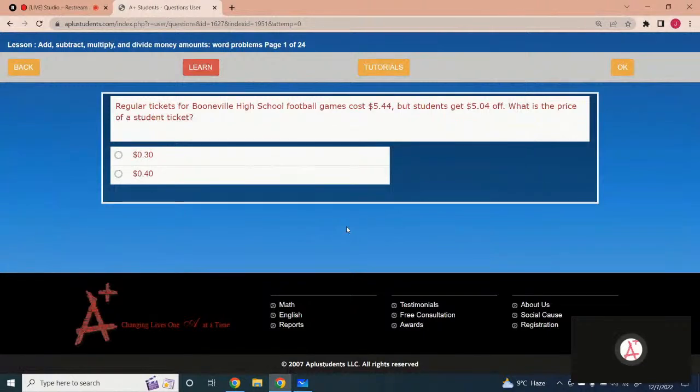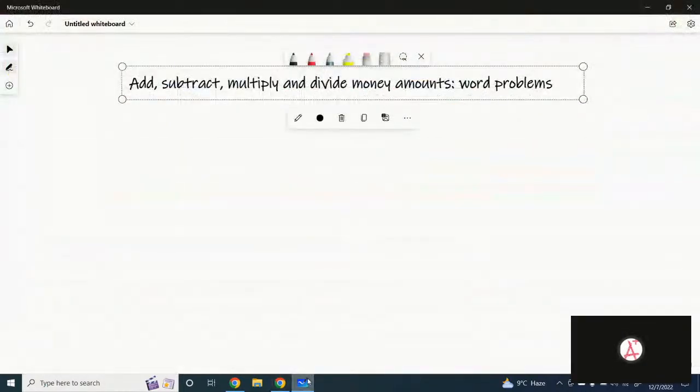Okay, please listen to me carefully. I'm going to read the questions. Okay, regular tickets for the Bonneville High School football game cost $5.44, but the student gets $5.04 off. What is the price of the student ticket? Got it? So the ticket costs 5.44, but the student gets the off, that is 5.04. So you have to calculate the price of the student ticket, got it? Just subtract 5.04 out of 5.44, got it? You will get the, yes, very good.